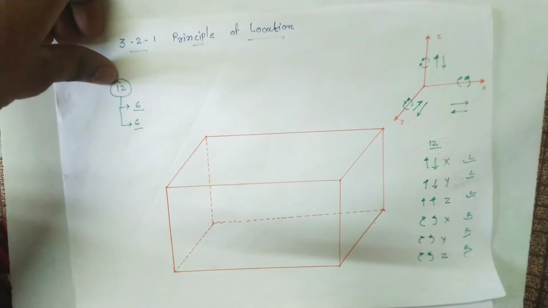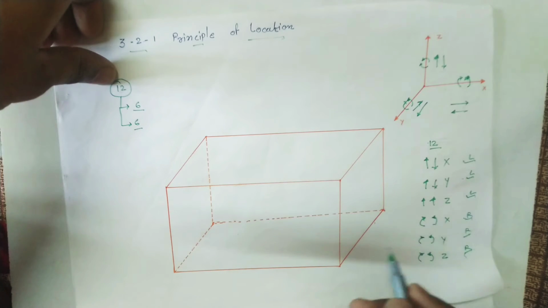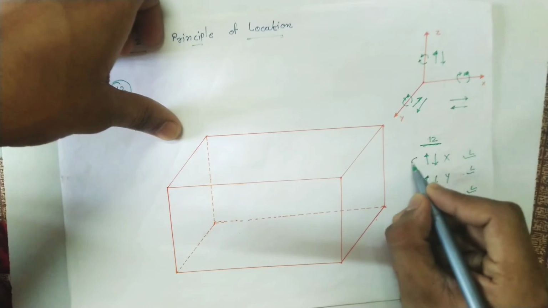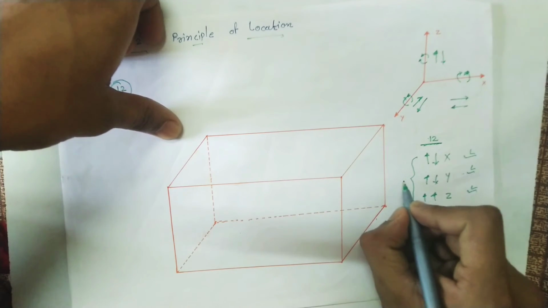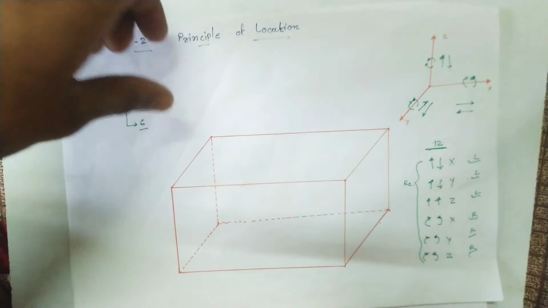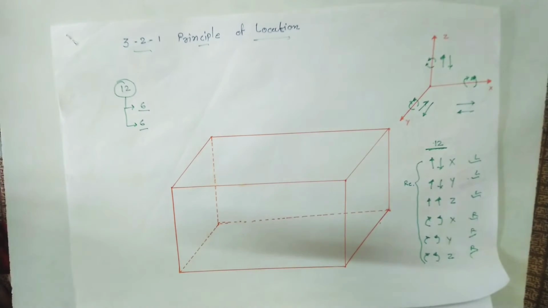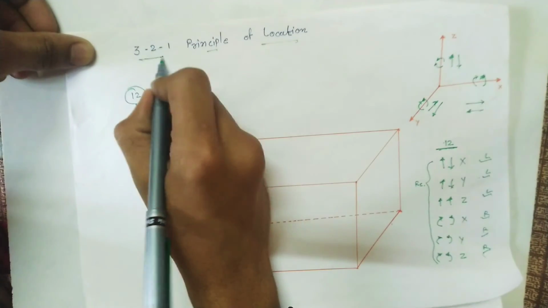Now, to accurately locate a workpiece, it must be restricted in all movement. These 12 degrees of freedom, we have to restrict, to accurately locate a workpiece. When this condition is satisfied, the workpiece is accurately and positively confined in the work holding device. To restrict all the movement, we are using the 3-2-1 principle.